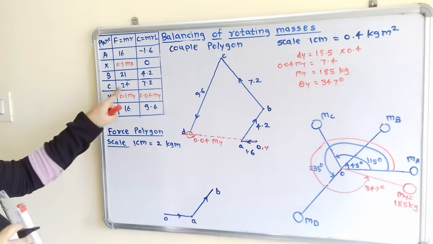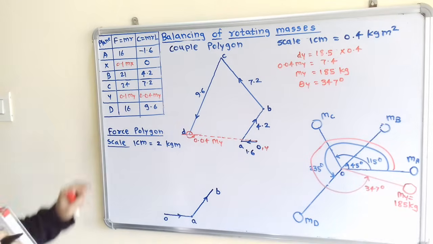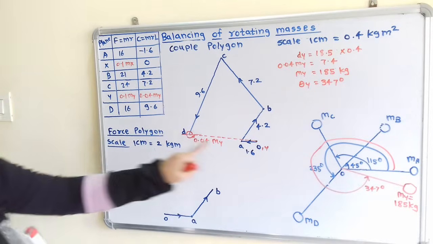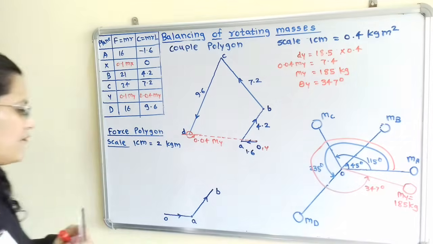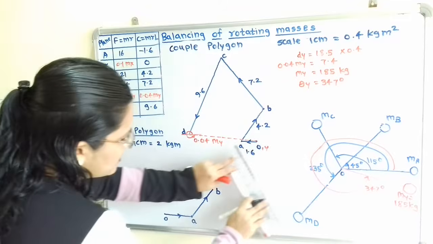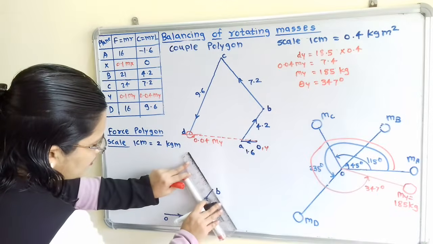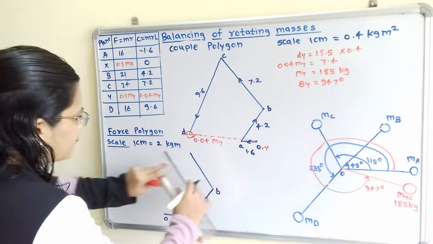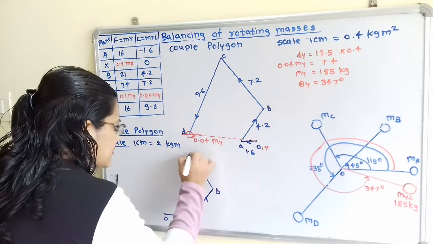Now next is C, which is equal to 24 kilogram meter. As per this scale, we have to take 12 centimeter. For C, the angle is 115. So again I will transfer this and we will consider 12 centimeter here, and the last point will be point C.